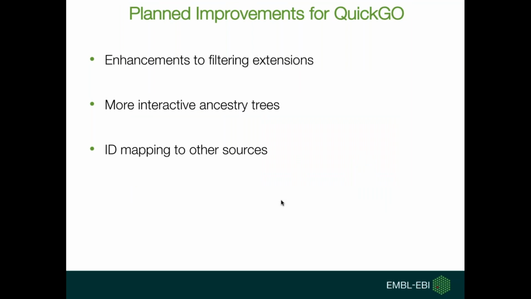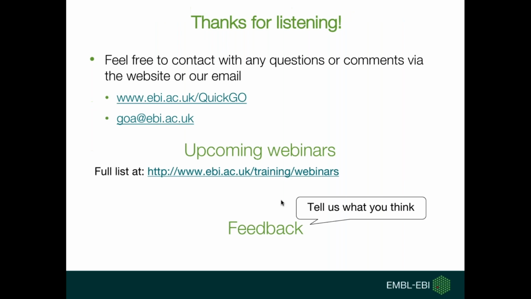There are going to be enhancements to filtering extensions, more interactive ancestry trees, which will allow you to customize what you see in the ancestry tree, and then ID mapping to other sources. ID mapping was available in the old QuickGO, and the old QuickGO will be up and running still. It will just have a link from the new QuickGO page, and from there, with ID mapping, what you'll be able to do is just take, let's say, a UniProt identifier and map it to other databases of your choice. So let's say if you have a mouse protein in UniProt and you want to see it on the MGI database, ID mapping will give you the MGI accession ID.